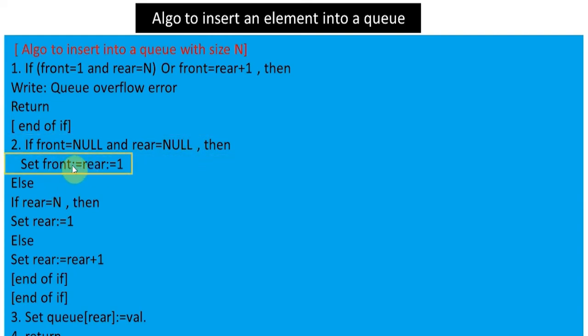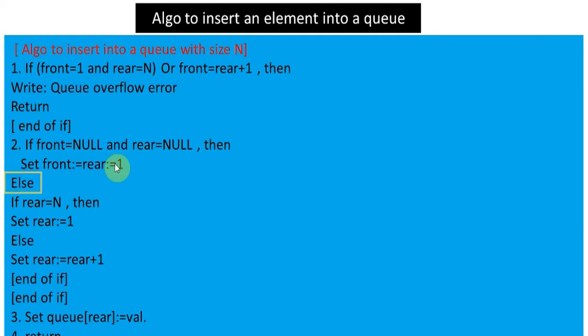Then we set front := rear := 1. That means we assign 1 to the variable rear as well as to the variable front. Because the queue was empty, only one element is going to be inserted into the queue. So we make the value of front and rear both 1. I again want to repeat what I told you in the previous lecture: when the value of front and rear is equal, that means there is only one element. That is the very first value which is going to be inserted into the queue.